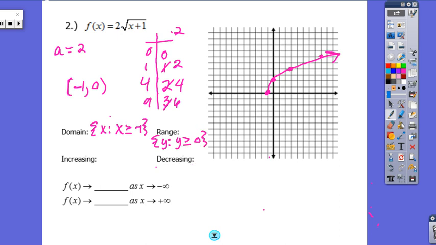This one's entirely increasing, so we start at negative 1 and go to infinity, and there's no decreasing interval. As x gets smaller, okay, here again we have none. As x gets bigger, y is getting bigger, so that's positive infinity.